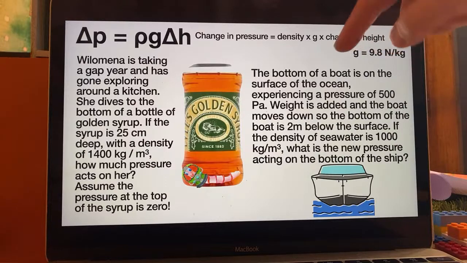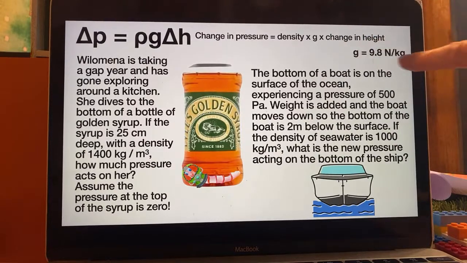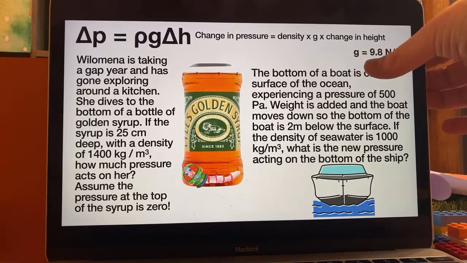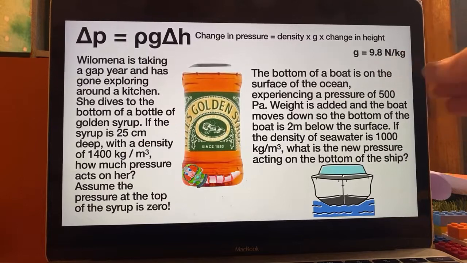I don't think you actually have to remember this anymore, but it should be in your head really, that little g is 9.8 newtons per kilogram. And here's your equation. The change in pressure equals density times little g times the change in height.